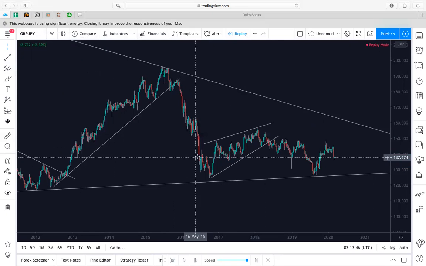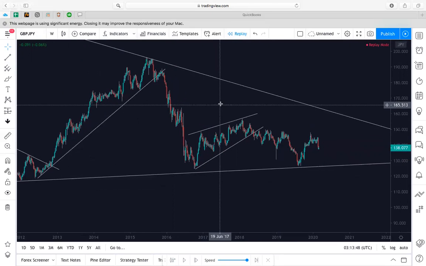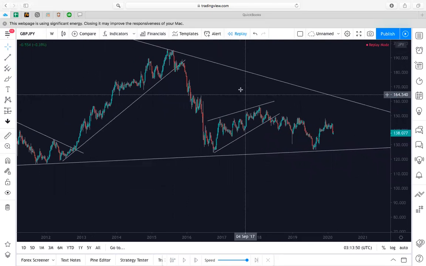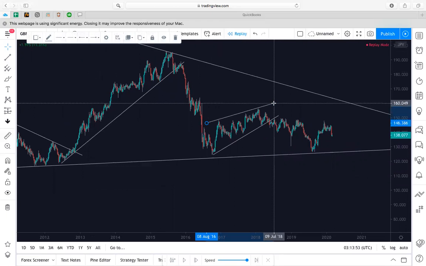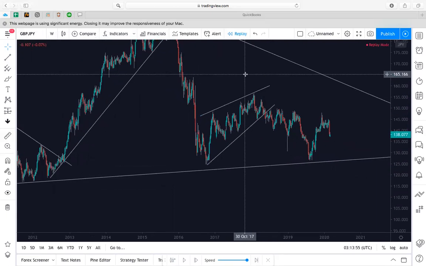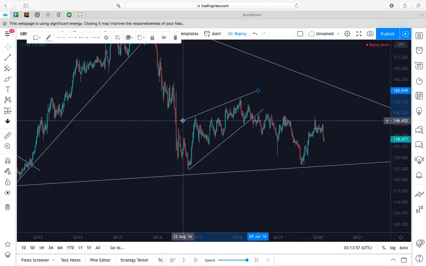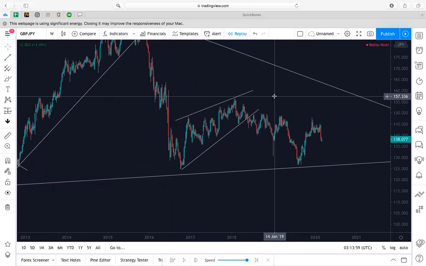So this is the impulse, this is the correction. By using my trend lines, I help define the parameters of the correction or the pattern to help me get involved in this trade. Because now that I have the parameters of this correction, I can understand where I can look for entries, because I know that this is a continuation pattern.